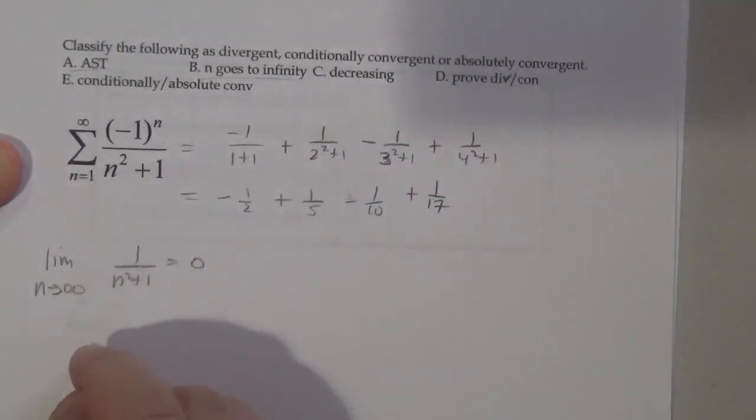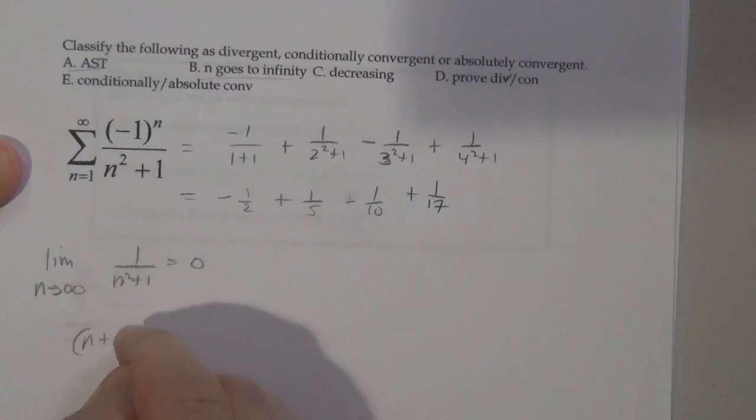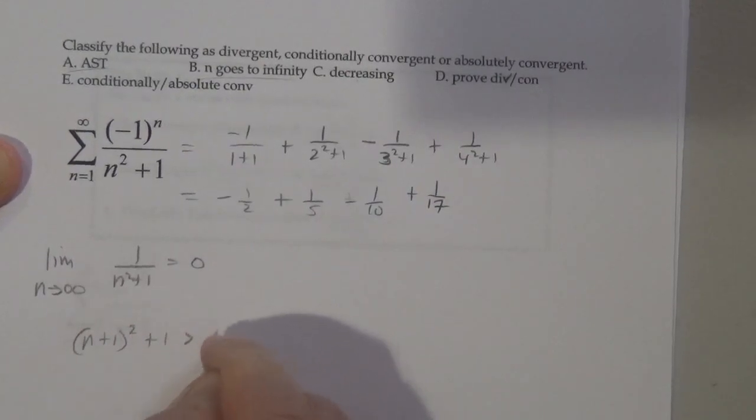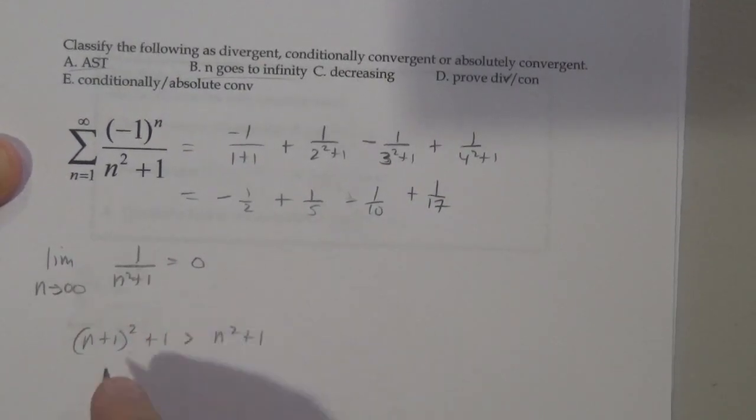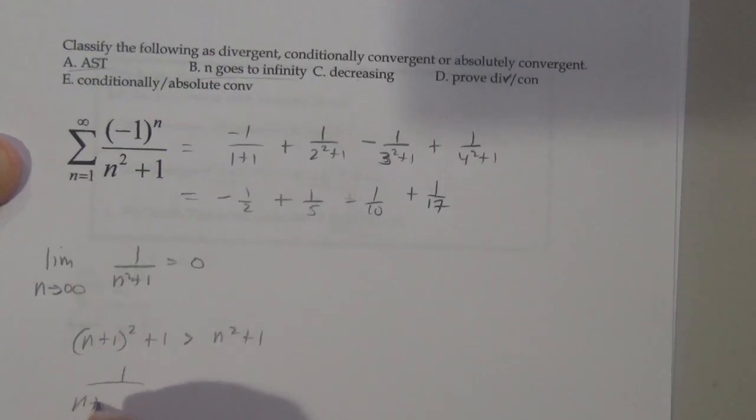Is my series decreasing? Well, hopefully everybody's okay with n plus 1 squared plus 1 is bigger than n squared plus 1. So as I flip both sides, I get 1 over n plus 1 squared plus 1 is less than 1 over n squared plus 1. That's an easy decreasing. That's a check.